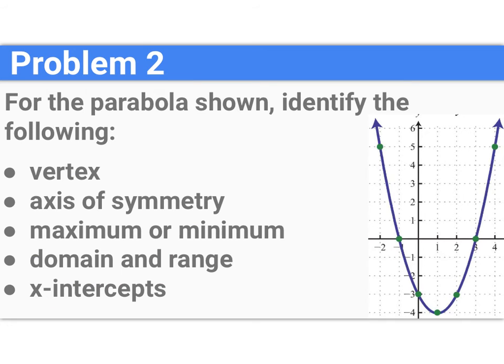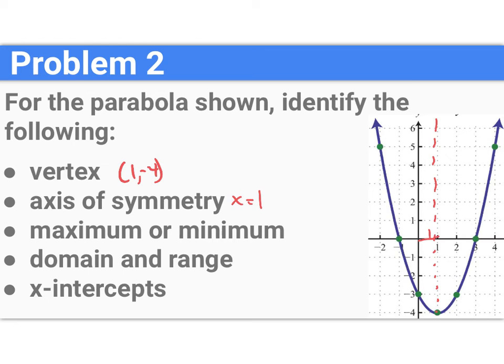Okay, so problem 2. Let's find all of the things. The vertex. It's right there. I went over 1 and down -4. So my vertex is given by the point 1, -4. The axis of symmetry is the x-coordinate of the vertex. Well, x equals 1, which gives you a vertical line through the middle of the parabola.